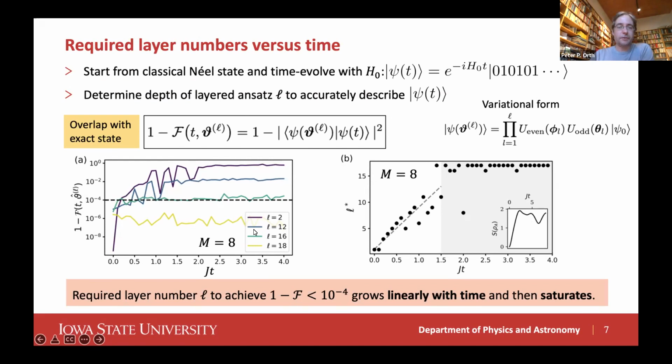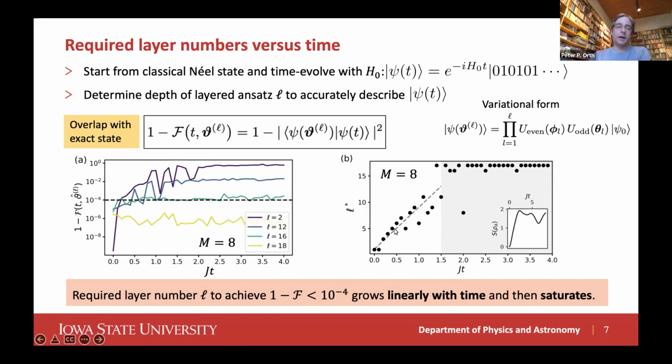All right, so here I show the overlap with the exact state as a function of time for different layers of your variational state. And you see that if your layer number is too small, like 2, initially it can of course represent the initial state, but then very quickly the infidelity grows above, let's say, a set threshold of 10 to the minus 4. But you also see that if the layer number is large enough, then you can basically represent any time evolved state, shown up to time 4 here, but this also works to longer times using this variational state. So there should be a possibility to compress that time evolved state into this variational form.